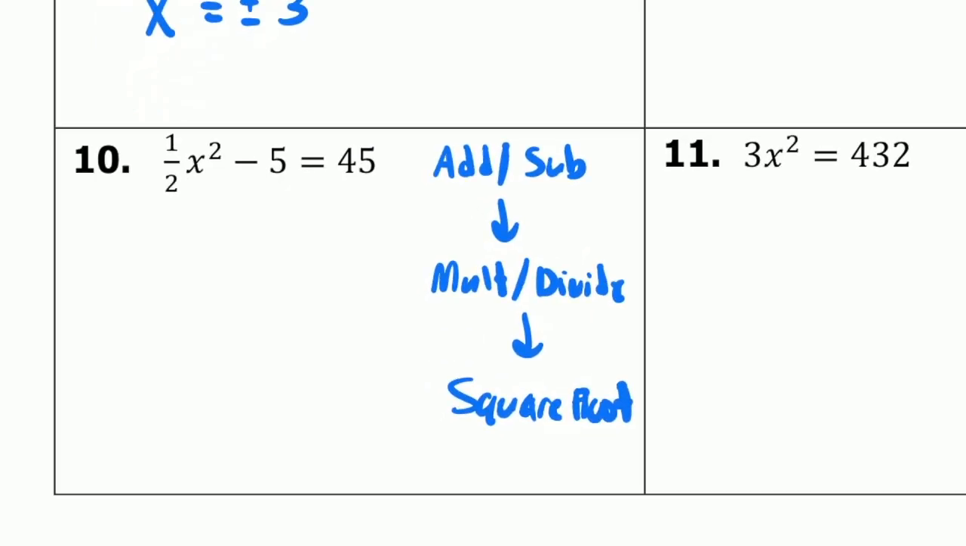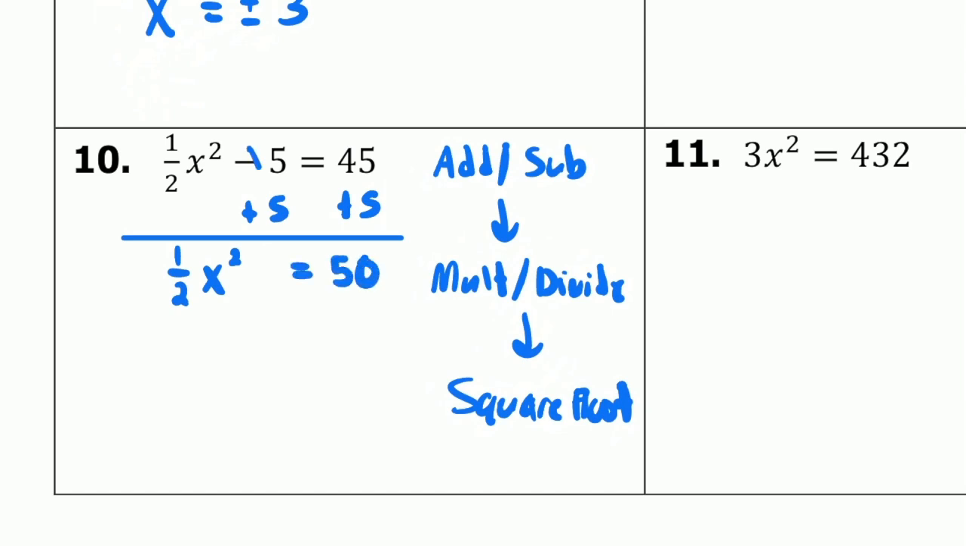So first step here, we said we're going to add or subtract. So since it's subtracting 5, we're going to add 5 to both sides. And so then I'll have 1/2 x squared is going to equal to 50, because these are going to cancel each other out.